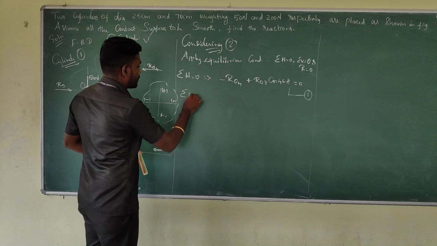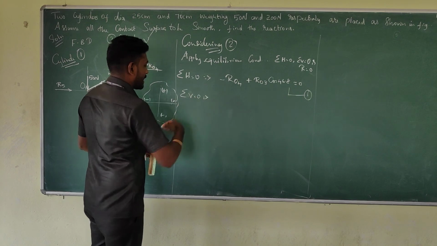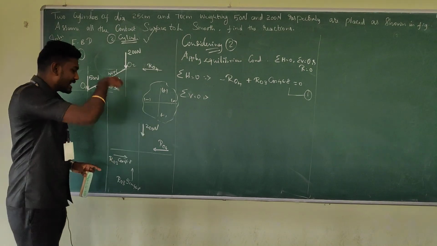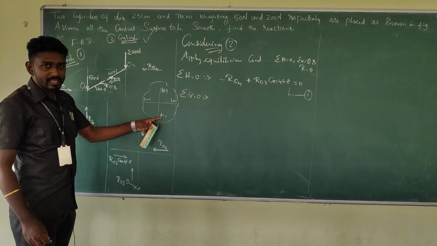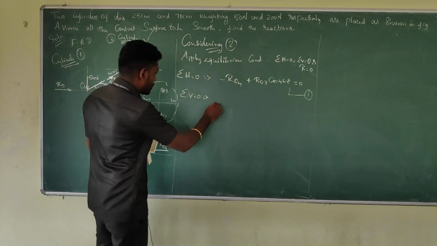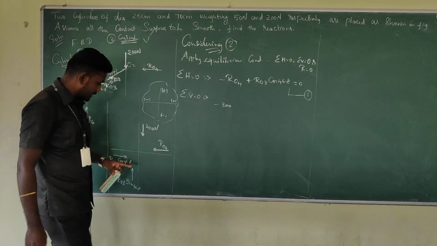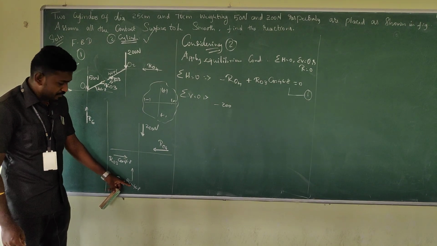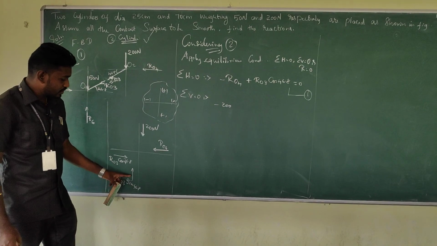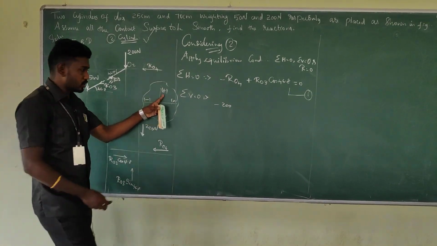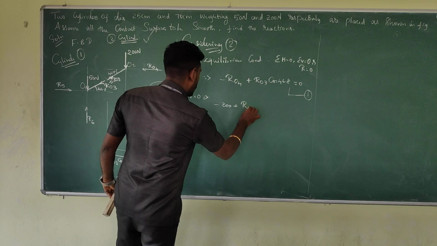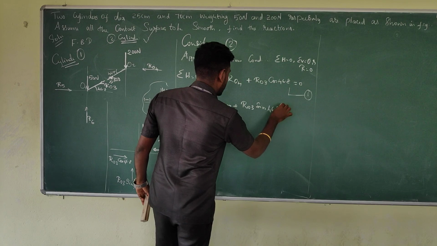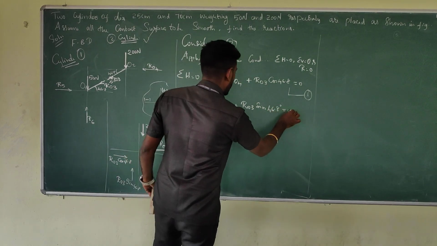And come to the next step. Sum of vertical forces is equal to 0. Vertical force here, 200 Newton is there, which is directed downwards, so the sign is minus. So minus 200, and the vertical force here is RO3 sine 46.8, which is directed upward, so it's a positive. So plus RO3 sine 46.8 degree is equal to 0.